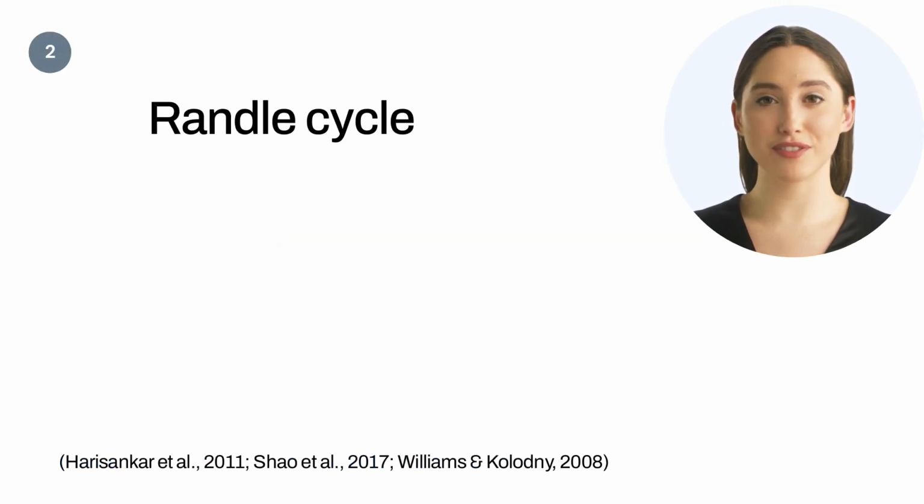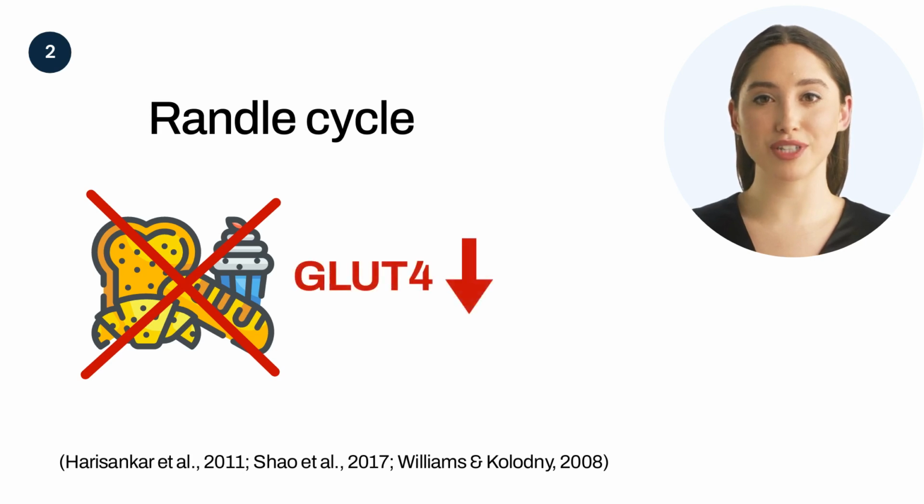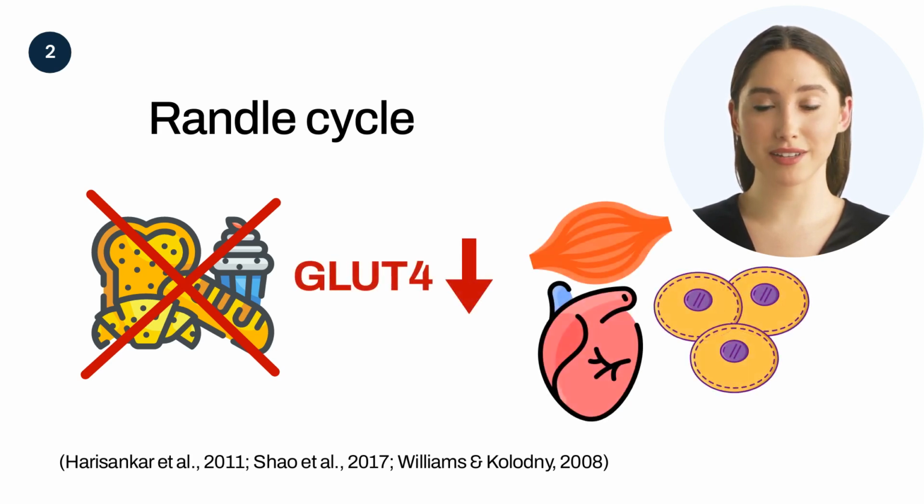The Randle cycle refers to a metabolic process in which a low-carbohydrate diet leads to a reduction in insulin levels. This results in downregulation of GLUT4 transporters in skeletal muscle, heart muscle, and brown fat. As a result, there is a decrease in the unpredictable physiological uptake of FDG in the affected tissue.